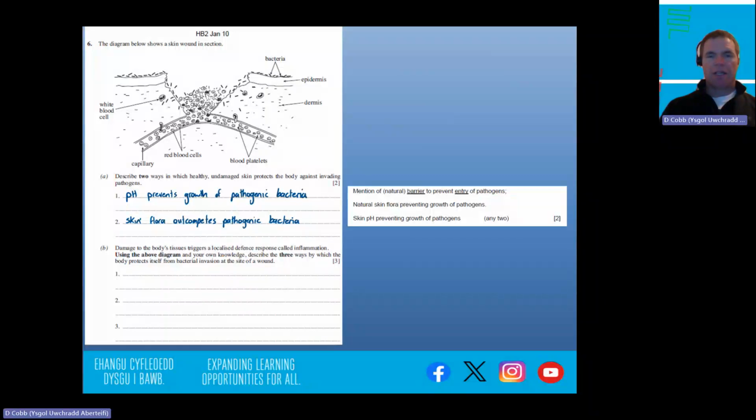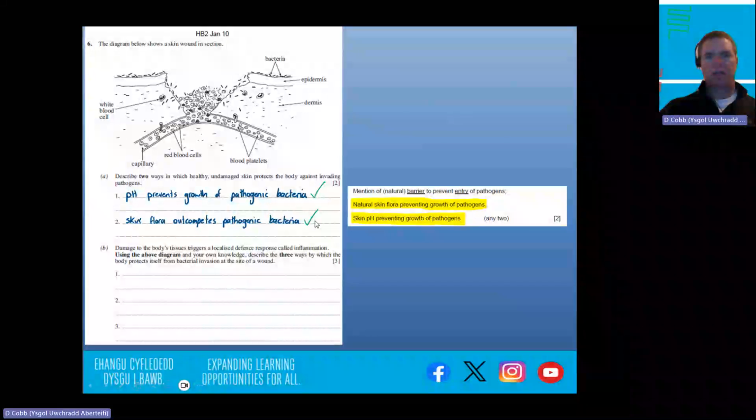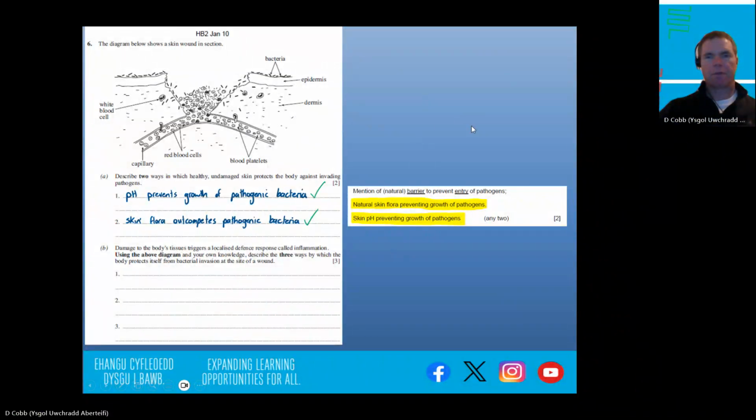Here it says, let's see what I've put here. So my first point of saying the pH prevents the growth of pathogens, you can see here that I've put a tick on, corresponding to the skin pH at the bottom. And then the second point there that's been highlighted, the natural skin flora prevents growth of pathogens. Yeah, that's what I've got for that third point there. Okay.